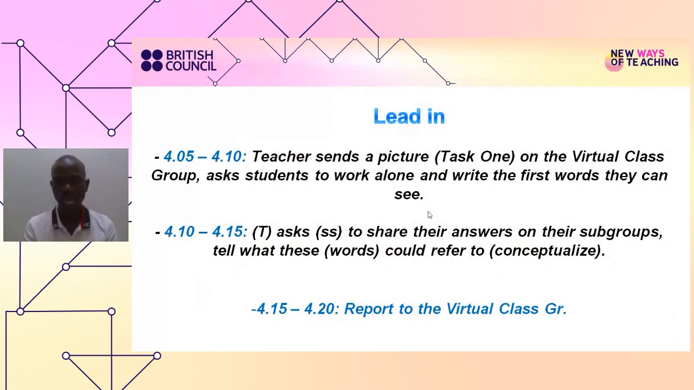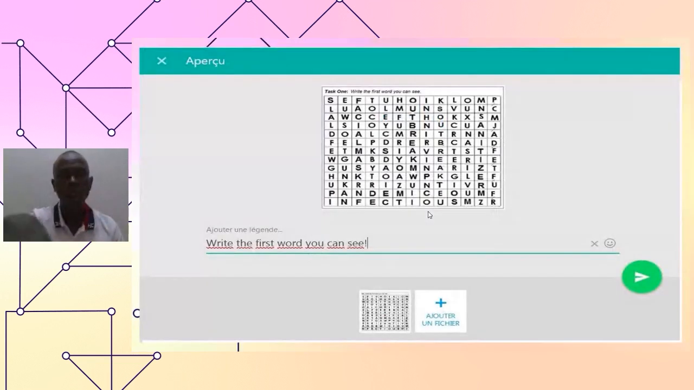Remember, I already have the picture. Now I send the picture with the instruction. For instance, here I have the picture and I write the instruction. So it is very convenient to use a picture with the instruction. You just send the picture, but before sending it, you need to write the instruction so the students can see. They have a picture, but also there is an instruction to see.